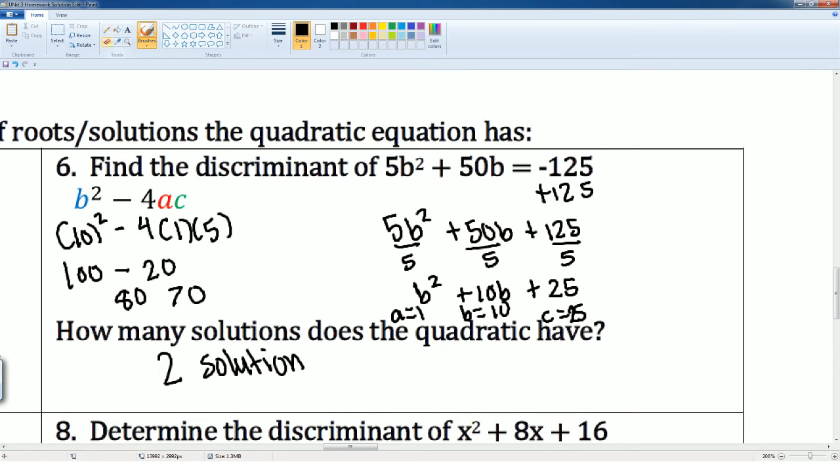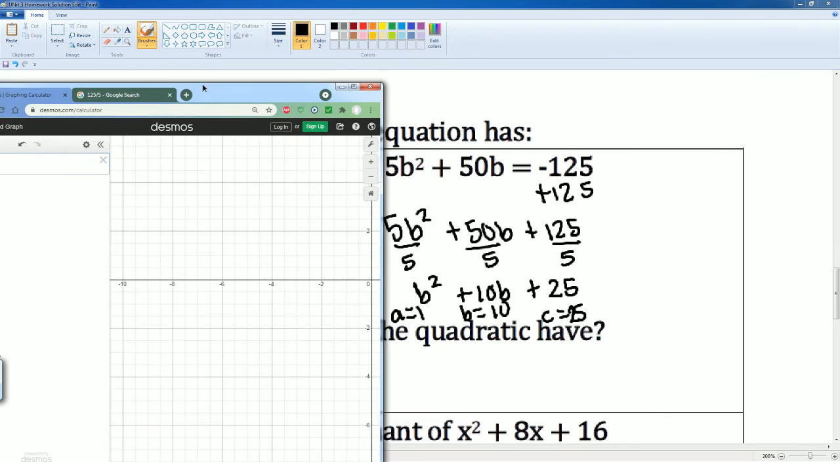So this 4 is going to be multiplied by the C here, which was 25. This becomes 100. 100 minus 100 is 0. Yes. So if it equals 0, this should only have one solution. Okay, that is the reason why when we graph it, take a look.